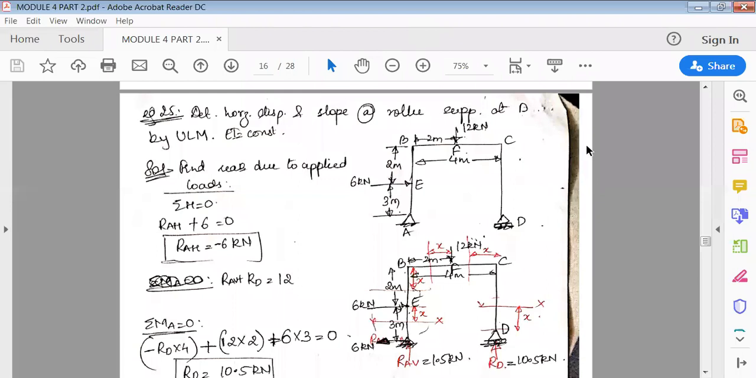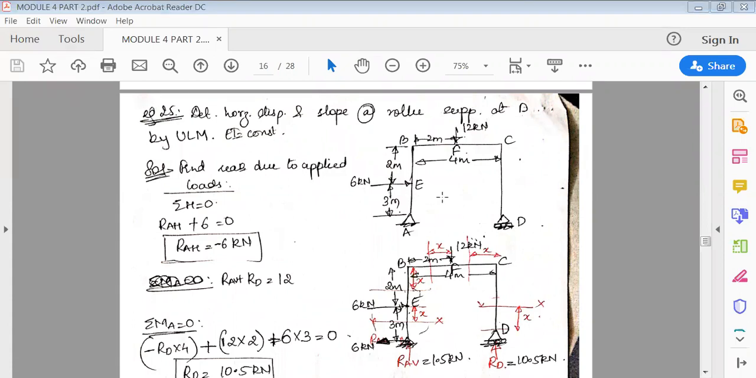Okay, so the second type of problem with the unit load method: determine the horizontal displacement and slope at roller support D by the unit load method. In this problem, they've asked you to find both the horizontal displacement at roller support D as well as the slope, so you have to use both. You have to find both by the unit load method. EI is constant throughout.